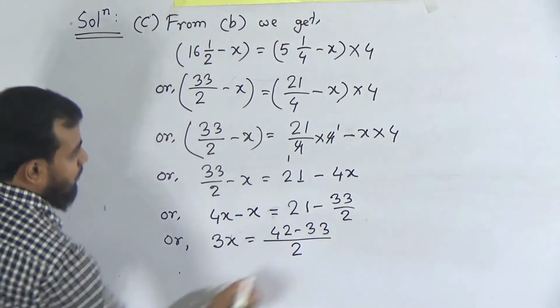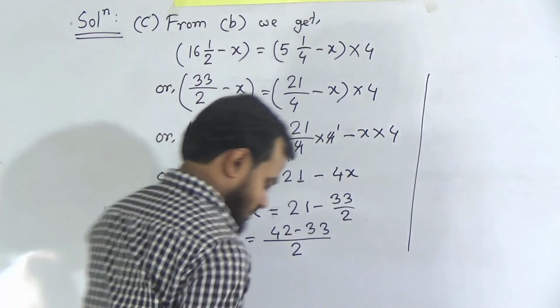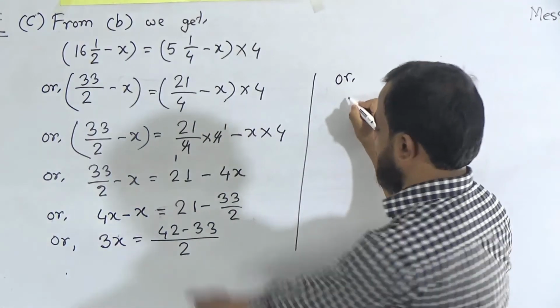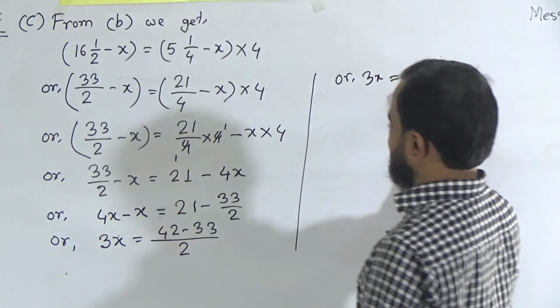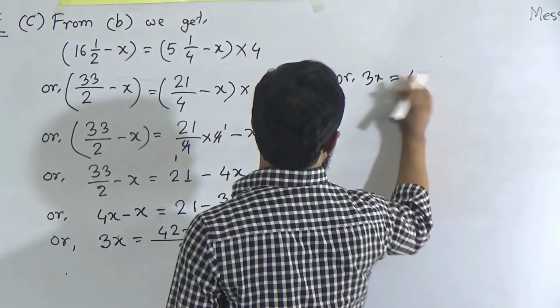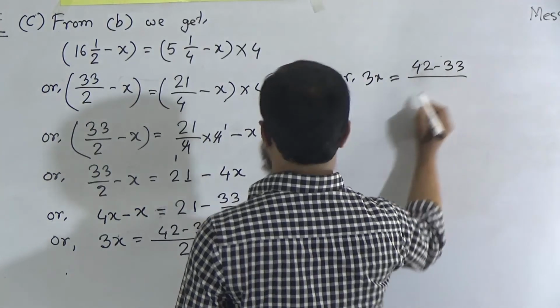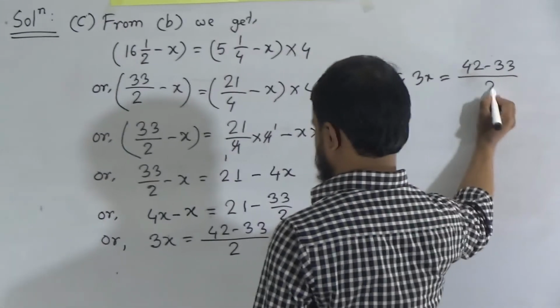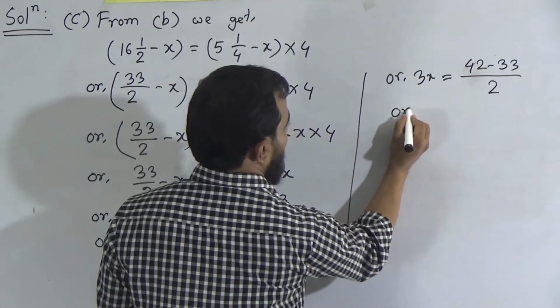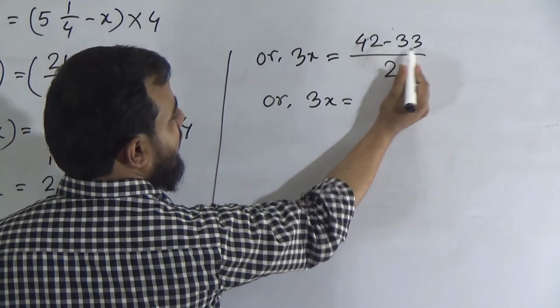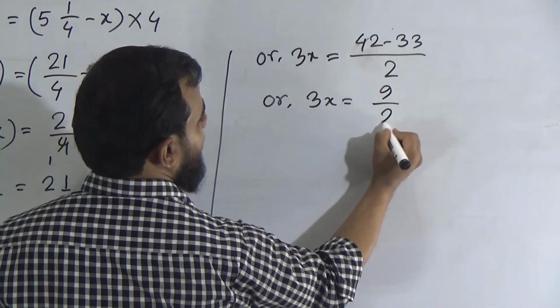Now I am going to the right side. The equation is this one. I am writing this equation again. Thrice x, that's equal to 42 minus 33, divided by 2. Now thrice x is here, that's equal to, we have to subtract 33 from 42, it will be 9/2.